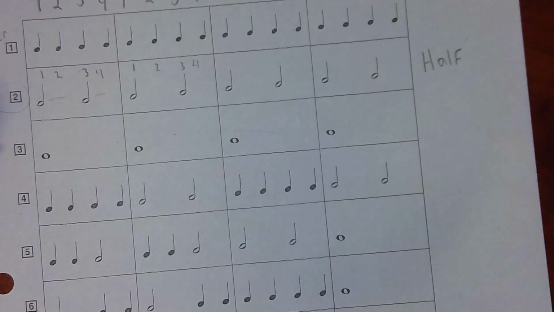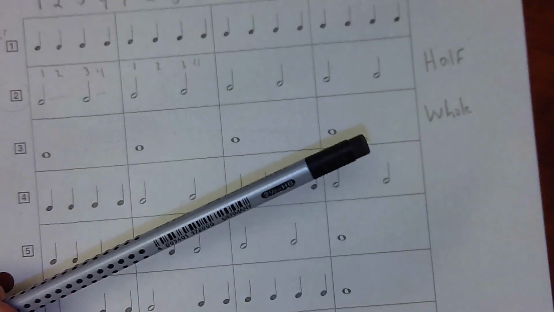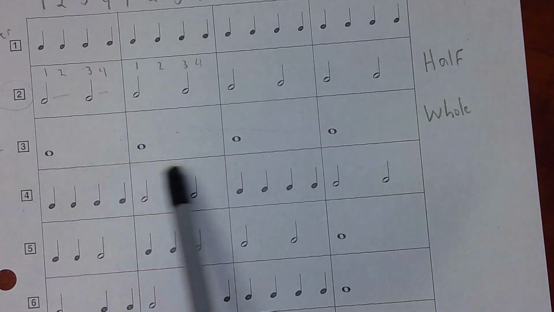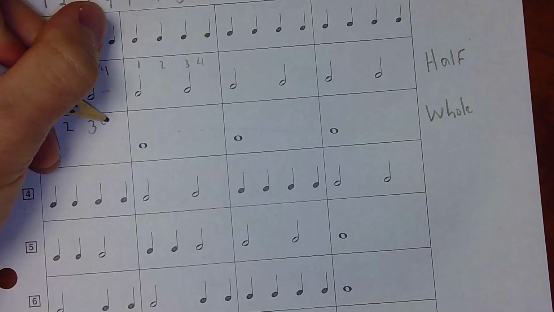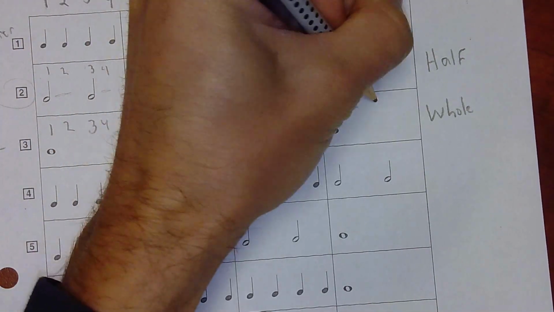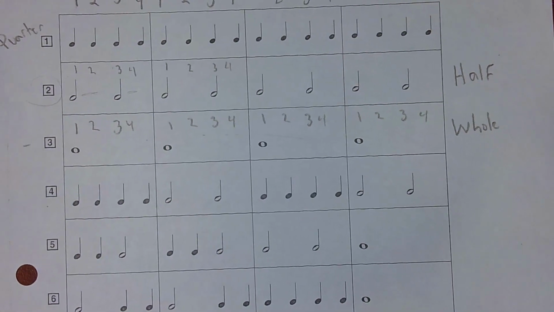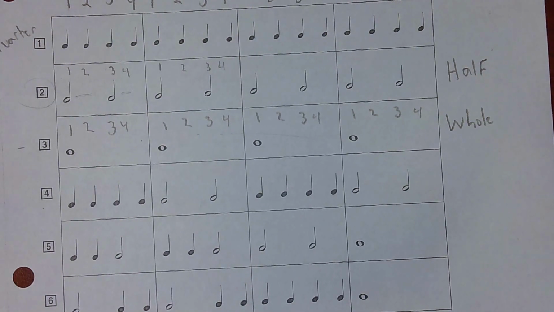On the third line here, we've got whole notes with a W, whole, meaning it takes up the whole measure. But my numbers stay in the same place. Okay. So let's try clapping this one. They're going to be long held notes. I'll tap and then I'll clap.